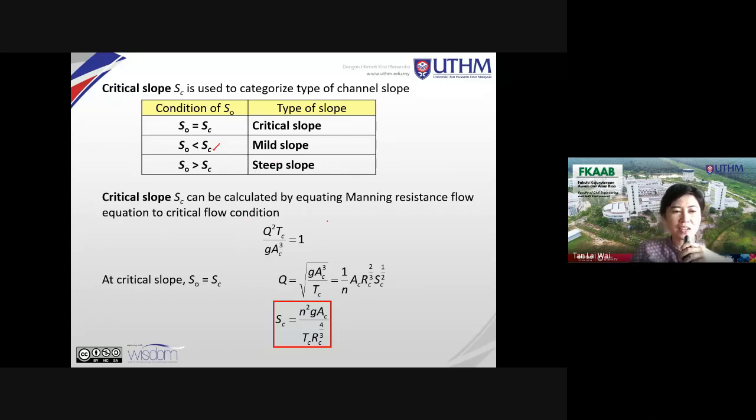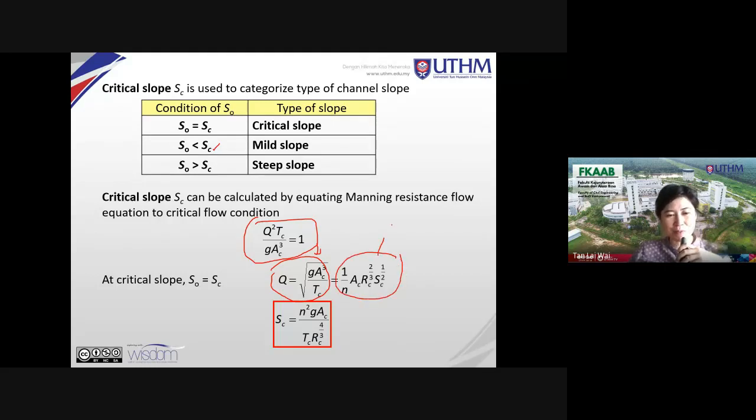Now, how are you going to get the formula to find SC? This is the expression for critical flow. I'm going to rewrite this and make Q the subject of my formula. So I have this. It's actually just rewriting from this formula here. Now, this is our Manning.